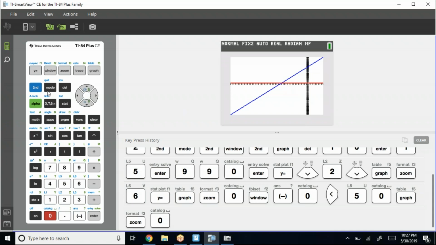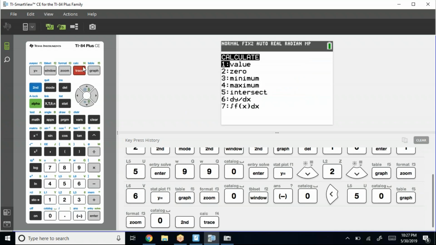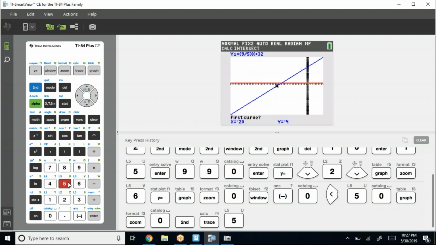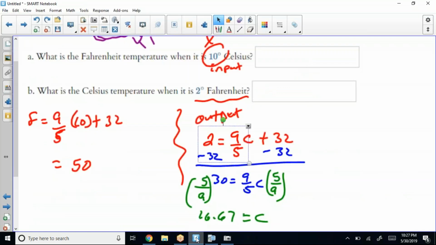So anytime you have to do any kind of calculations on a graph, you're going to hit second trace, not the trace button, because you need precise, not a roundabout. You're going to hit second trace and go down to number 5. And it's as simple as this. Enter, enter, enter. Okay, and you can see that it's negative 16.67, which is what we calculated, right? Didn't we calculate negative 16.67?